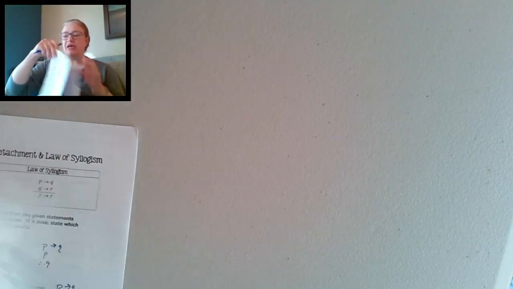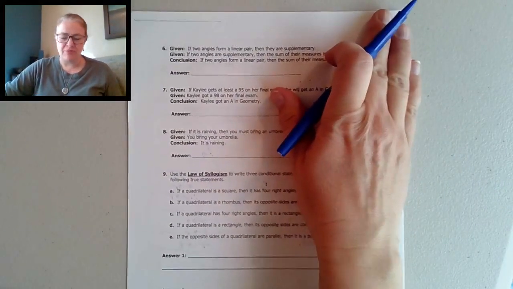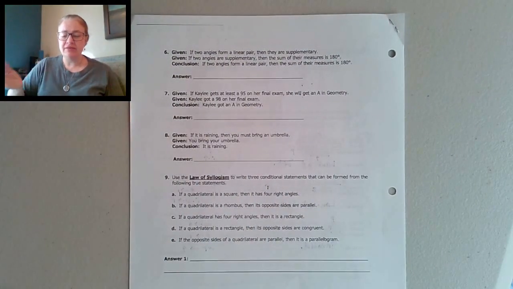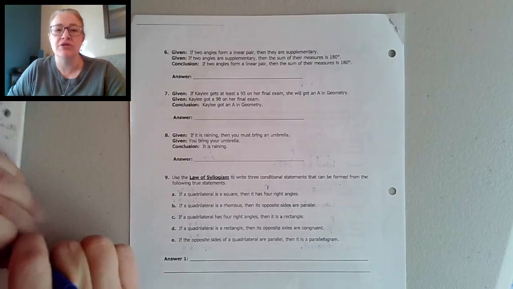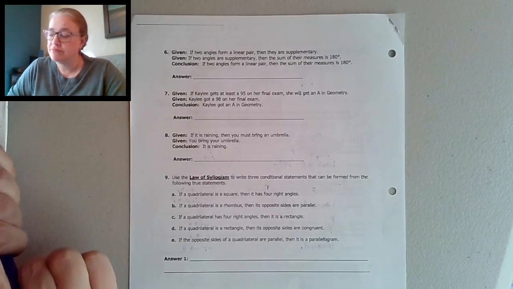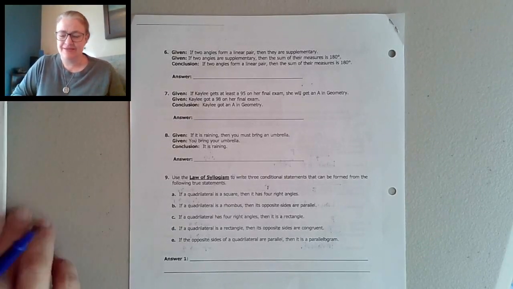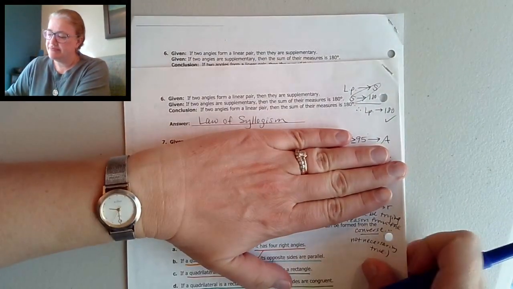All right, there's one more page to take a look at. Take a look at number 6. If 2 angles form a linear pair, I'm on page 20. If 2 angles form a linear pair, then they're supplementary. If they're supplementary, then their measure is 180. Is that a valid conclusion according to the law of syllogism? Yes, it is.